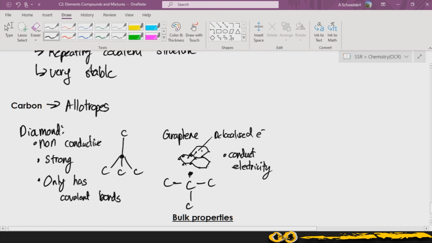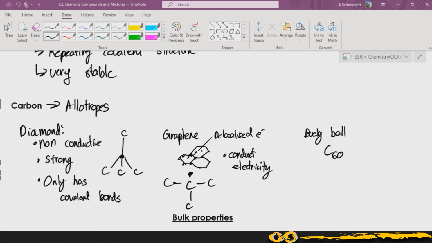A similarly conductive material is the buckyball, which is a C60 configuration, and it looks a little bit like a football in that the carbon rings are arranged to form a sphere, and this has been used in a number of different contexts, including in the medical context.